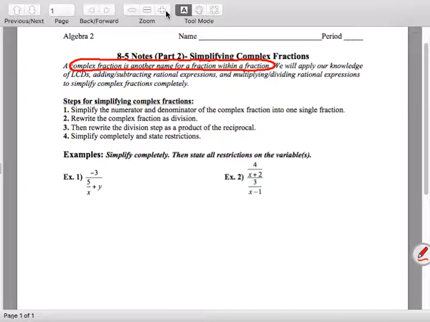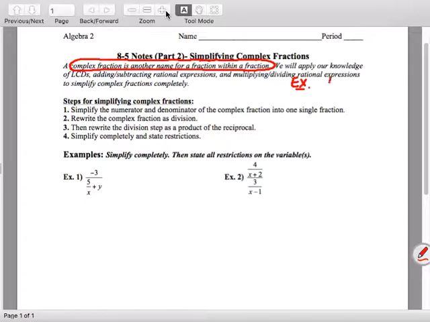This is going to be super cool because we're going to see why we've been doing everything we've been doing. Multiply, divide, simplify, add, subtract, all culminates into this one topic. So here we go. Here are the steps for simplifying complex fractions. You're going to simplify the numerator and denominator into one single fraction. Then that becomes division. Let me take you back in time a moment, okay?